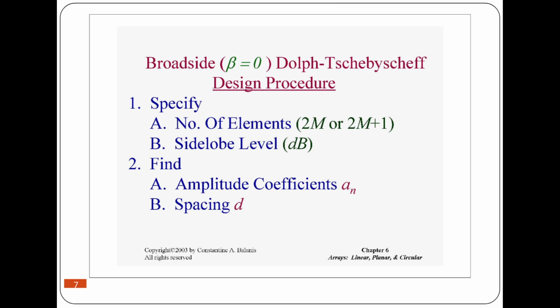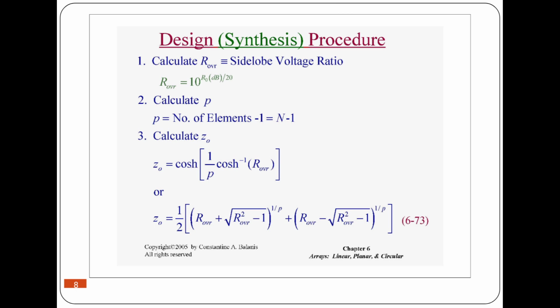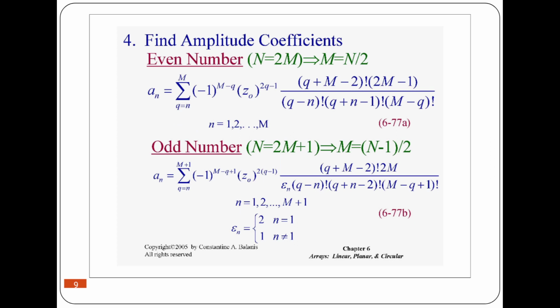Specify the number of elements, 2m or 2m plus 1. Side lobe should be in dB. Find the amplitude coefficient and spacing. Design synthesis procedure: calculate the side lobe voltage ratio. Calculate P, where P is the number of elements minus 1, n minus 1. Calculate Z0, cosh of 1 by P cosh inverse of the R value. So the total value can be easily computed by this.